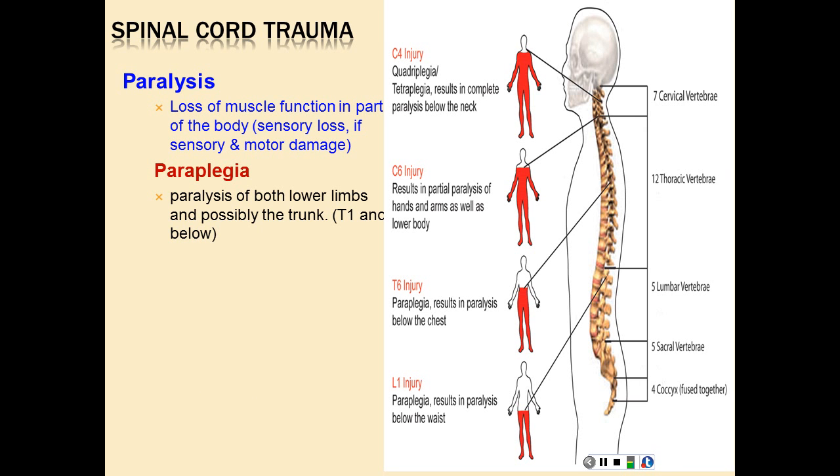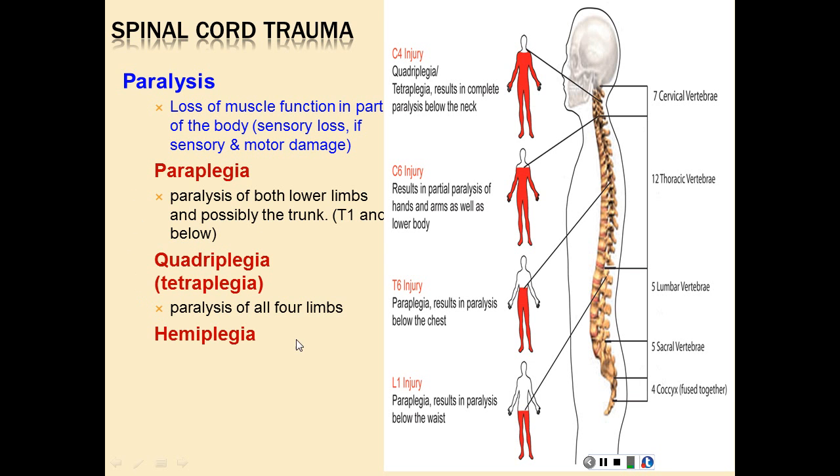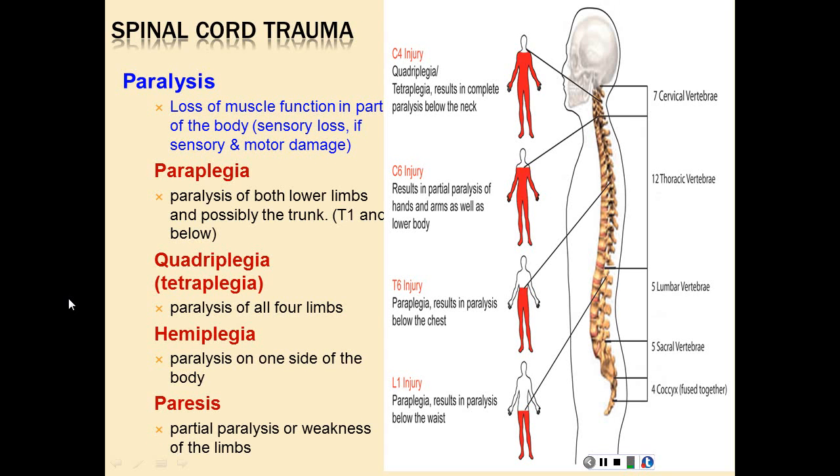So we have paraplegia. That is paralysis of both the lower limbs and possibly the trunk. Quadriplegia, or tetraplegia. That is paralysis of all 4 limbs. Hemiplegia, that's paralysis of just one side of the body, which we do not see in this particular diagram. And paresis is partial paralysis or weakness of a limb.